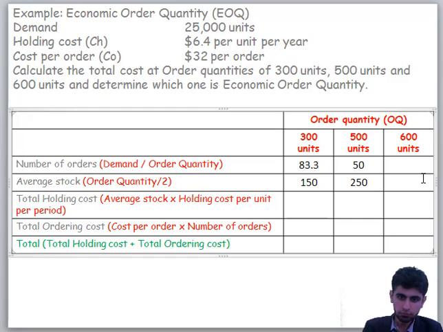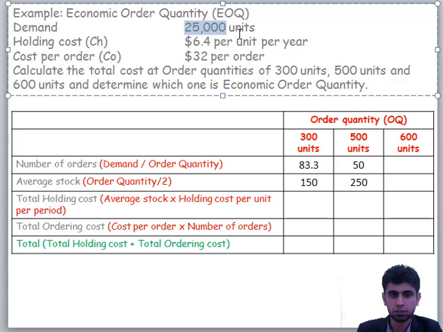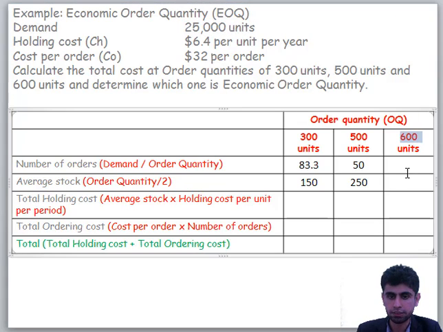Now if your order quantity is 600 units, the number of orders is going to be 25,000 units divided by 600, which is equal to 41.6. And we are going to calculate the average stock. Average stock is 600 divided by 2, which is 300.